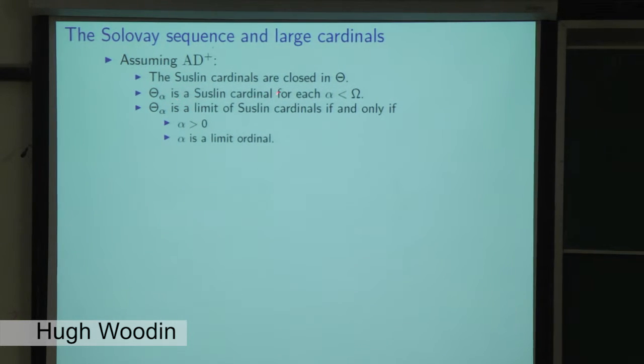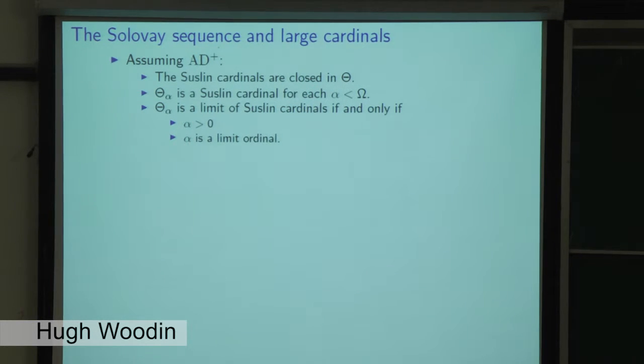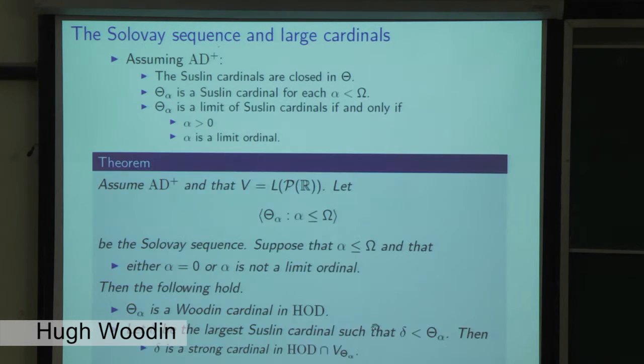Theta alpha turns out to be a Suslin cardinal for every alpha less than omega. Omega was the index where you hit theta in the Solovay sequence. Theta alpha is a limit of Suslin cardinals if and only if alpha is bigger than 0 and alpha is a limit ordinal. So the successor theta alphas are always not a limit of Suslin cardinals. And the reason for bringing that up is we want to look at the large cardinal structure.